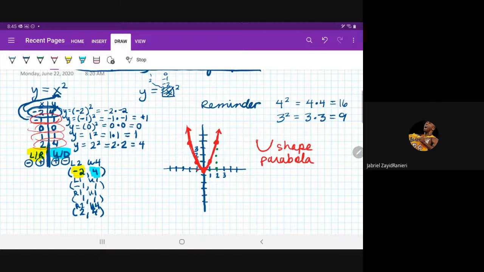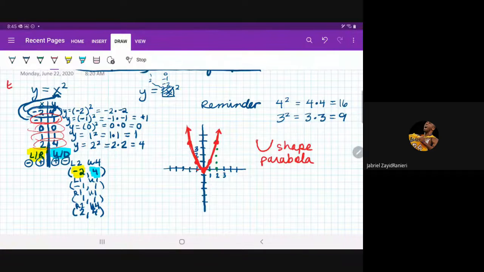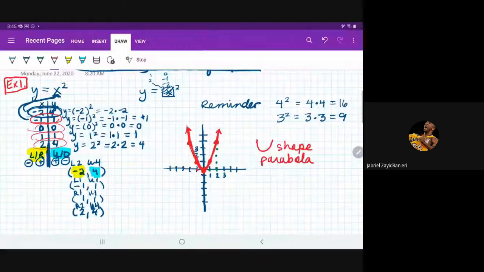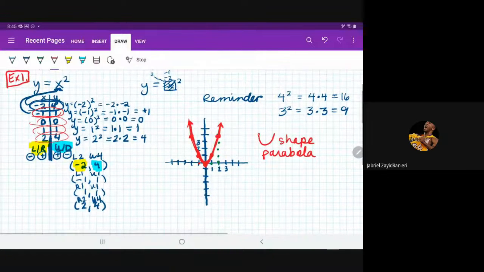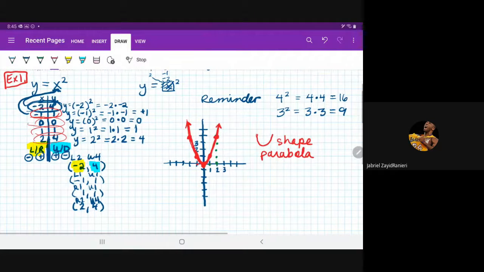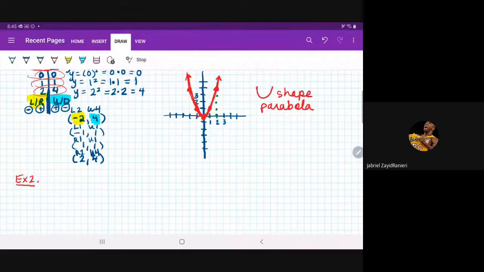Okay, let's get ready for the next graph. Everybody has that one? We're just going to start with 2 examples today during this first part. Okay. So ready for the next one? So example 2, we're going to graph this one, y equals absolute value of x. So those are 2 vertical bars. Okay, so this is an absolute value graph.